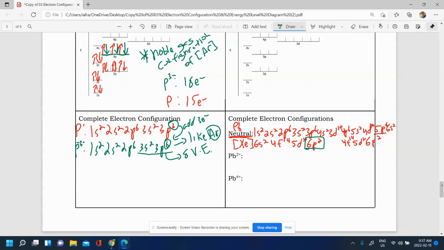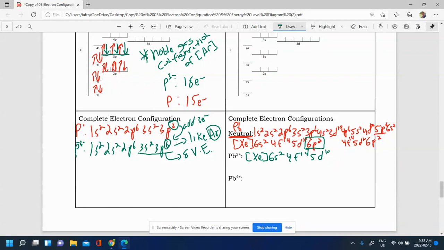So we're going to be removing the 6p2 to make our lead 2 plus. And again, I'm writing a shorthand configuration even though it says complete there. So 6s2, 4f14, 5d10. So we've removed the 6p2 to make the Pb2 plus.